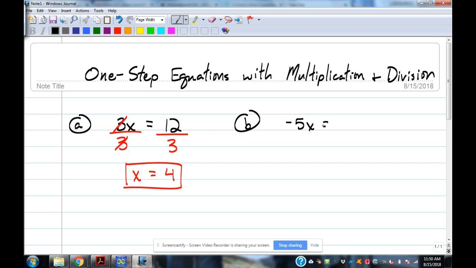negative 5x equals negative 35. So here we got to get into a few maybe rules of integers. So what's going on the left side where the variable's at? They're multiplying, right? Negative 5 times x is equal to negative 35. So the opposite of that, or the inverse of that, divide by, not just 5, negative 5. Remember, we don't change the sign when we're using multiplication and division to solve. And we don't change the sign.